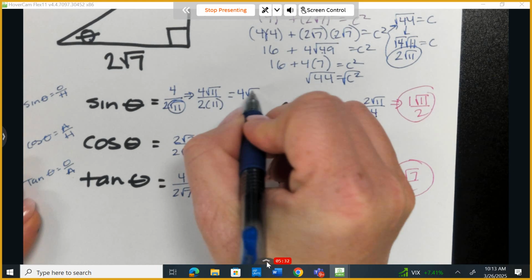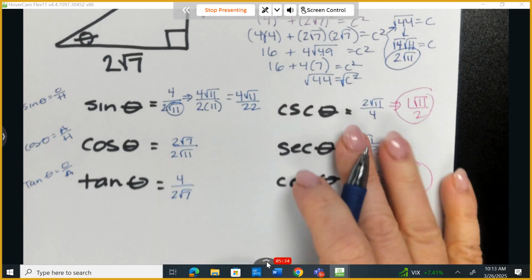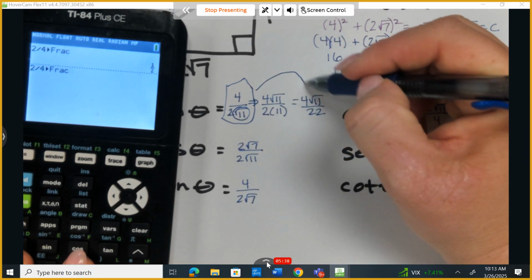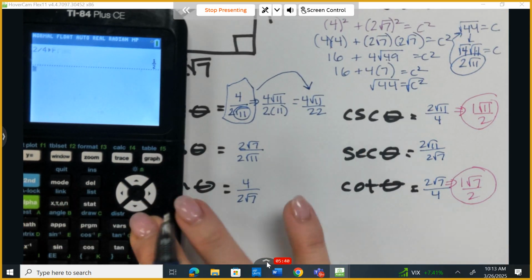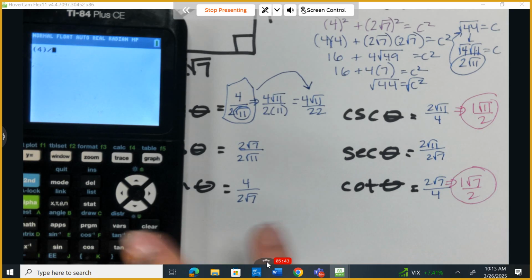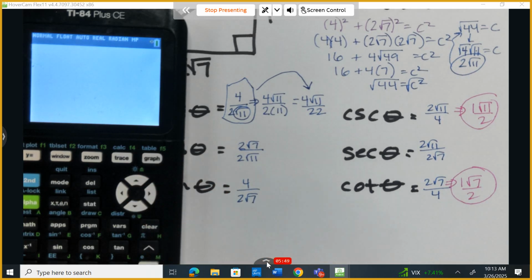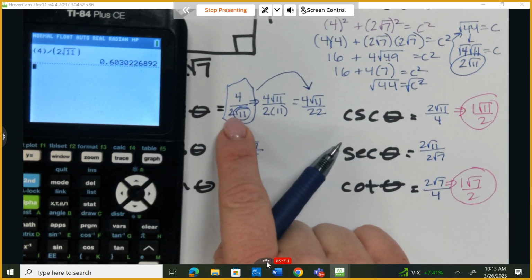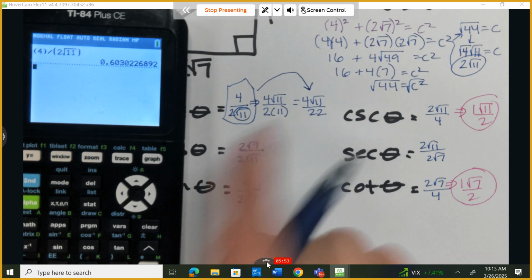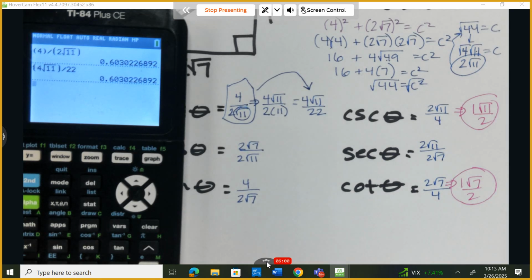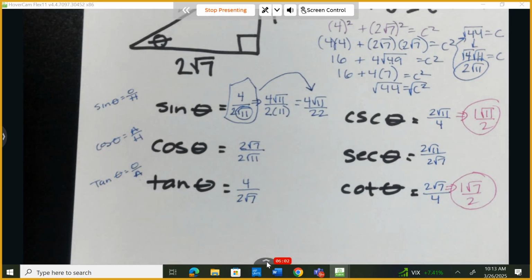So 4 square roots of 11 over 22. Now, I want to show you how this is mathematically correct and in proper form. Please watch. I have 4 divided by 2 square roots of 11. Oops, forgot the 1 there. Of 11. And we can see this is equivalent to approximately 0.603. Okay, let me show you right here. We have 4 square roots of 11 divided by 22. And we can see they're the exact same value, but this is in proper form.